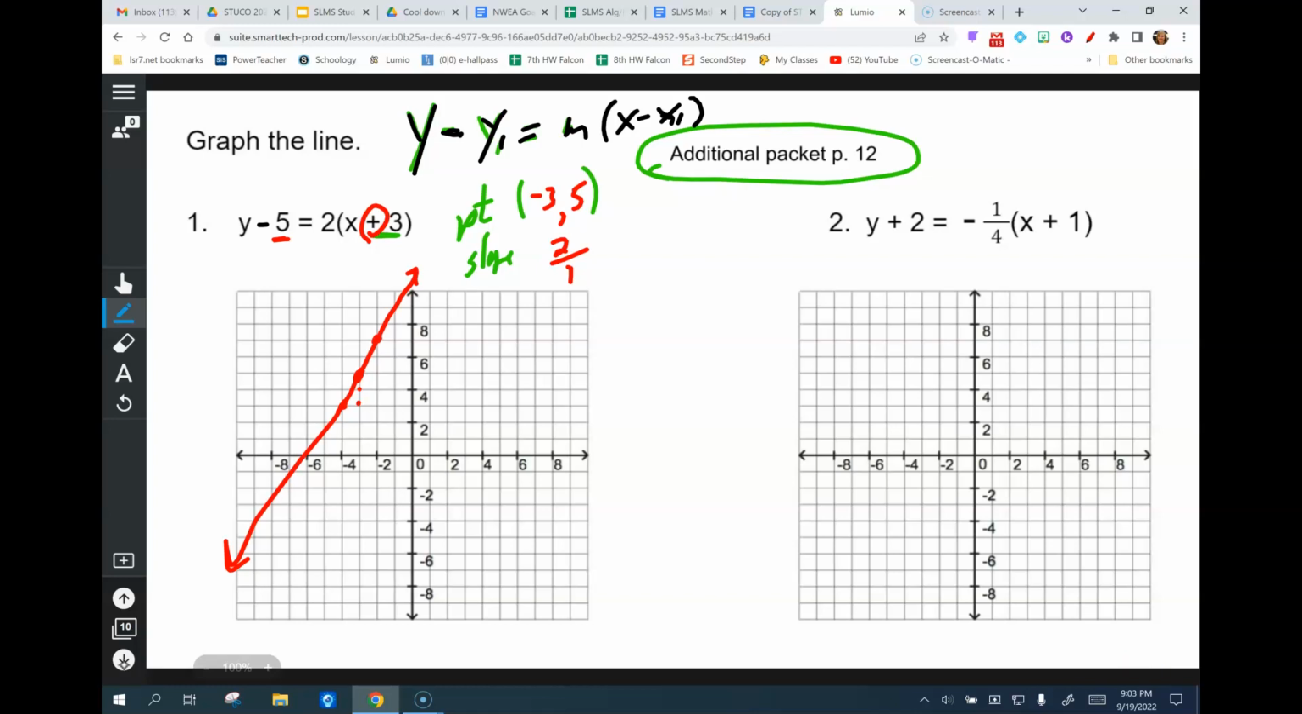Okay, look at number 2. What I want you to do is write down what is the point and what is the slope. Try that on your own. Go. So slope, no problem. -1/4. We got that. What's my point?